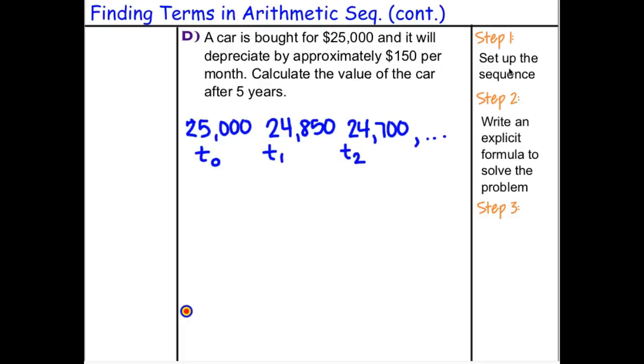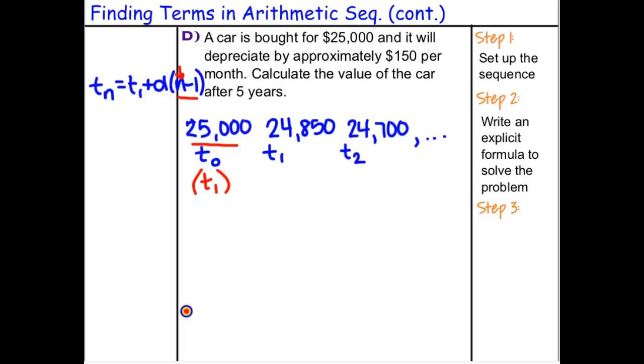Step 2 is going to be to write that explicit formula. So your explicit formula typically is term n equal to term 1 plus d times n minus 1. Because we are making this, you can choose to make this your pseudo first term, or you could start with the 24,850. If you start with the 24,850, you'll use n minus 1. If you start with 25,000, then you will just use n.